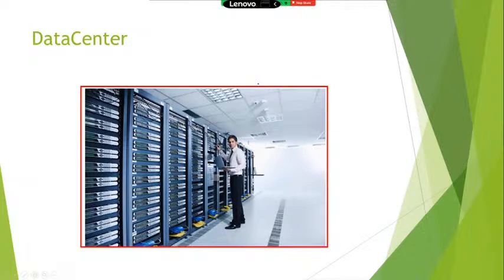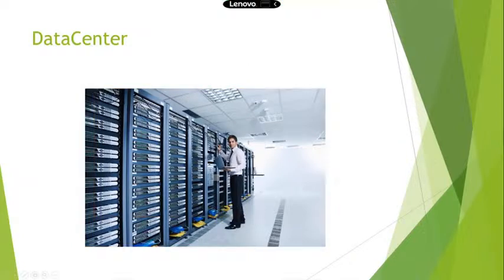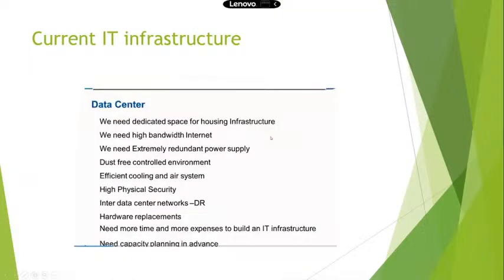So first thing, we have to purchase one building and design it according to data center rules, regulations and guidelines. Next, after designing the data center, we need many things. What are the things? First thing, we need dedicated space for housing infrastructure, the point which I have just explained.